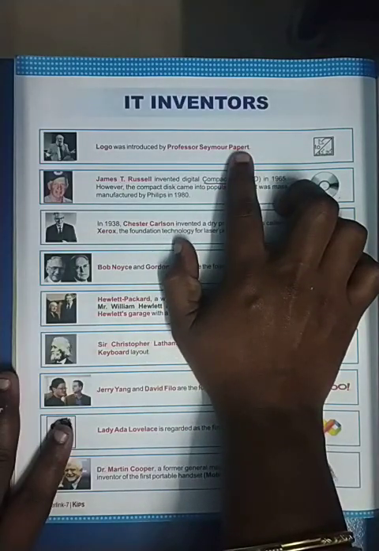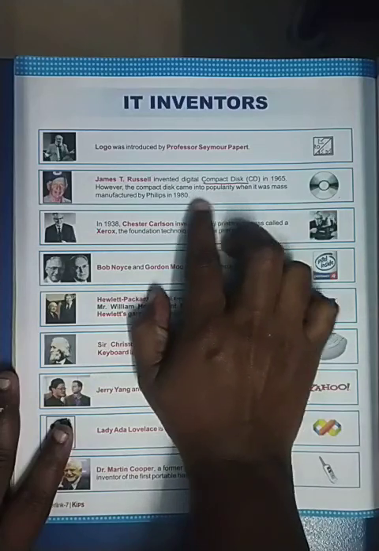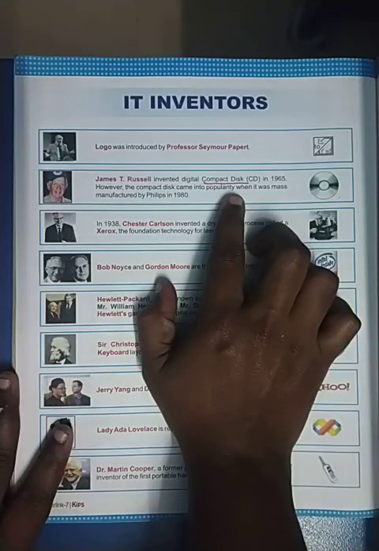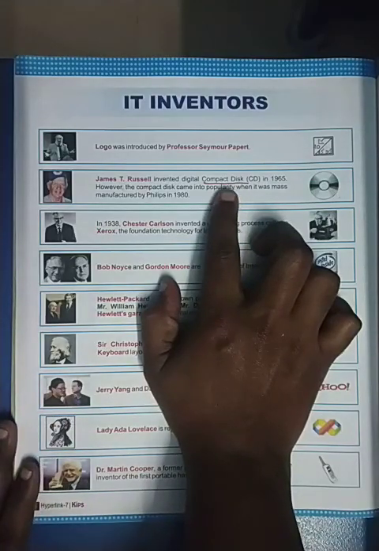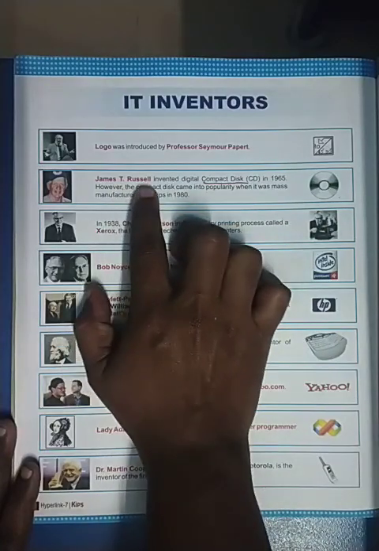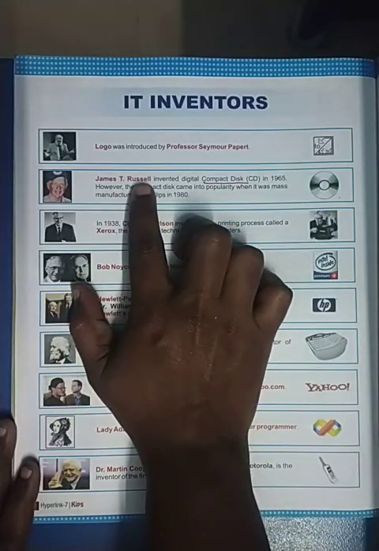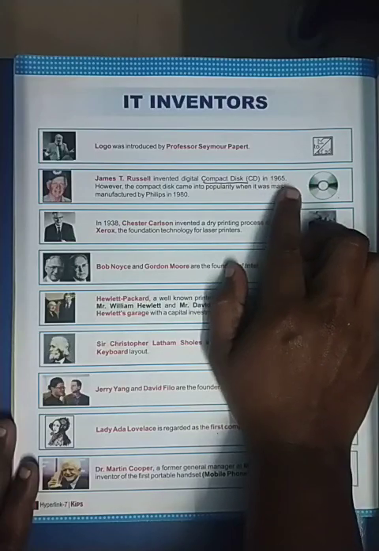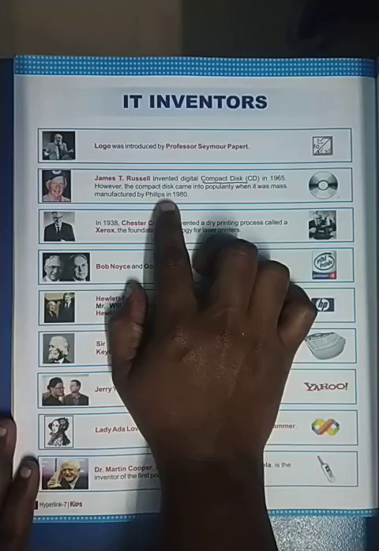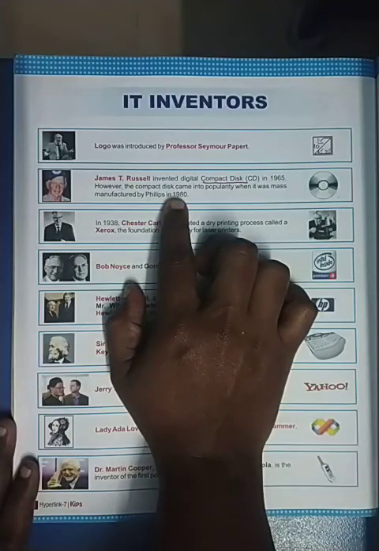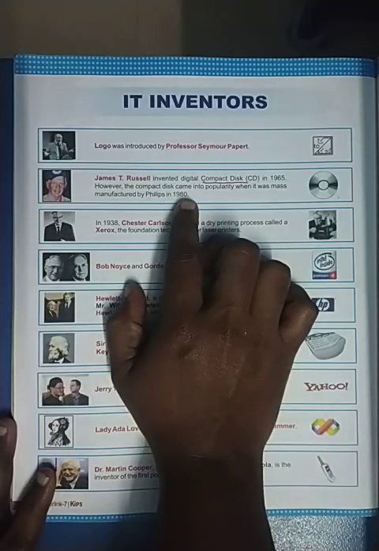Seymour Papert. Okay. Then you have this compact disc, you know, CD, which we call CD. Almost we are using the next form of CD, which is called DVD, is it not? Digital video disc. So earlier the CD was invented by James T. Russell in 1965. But then it was made popular by Philips in 1980.